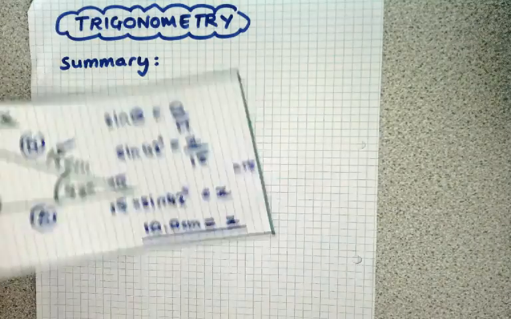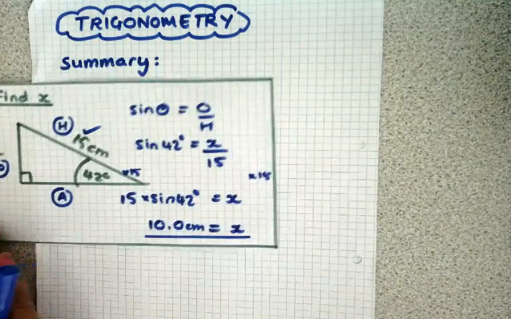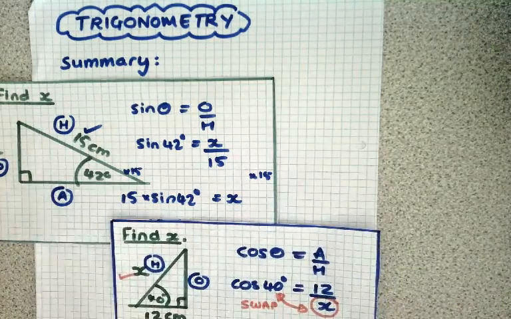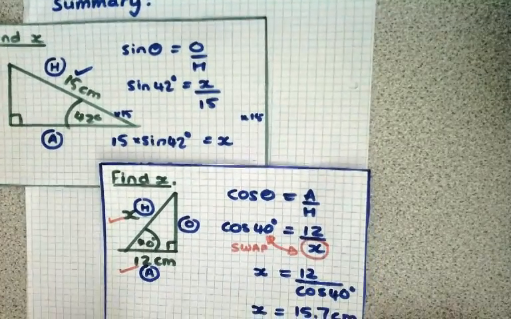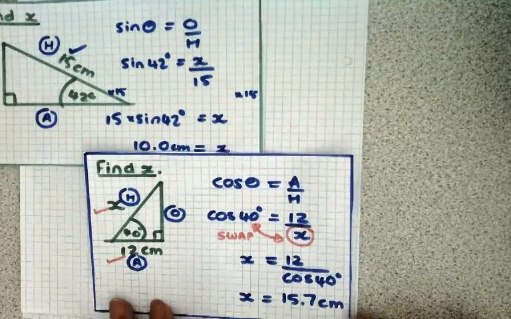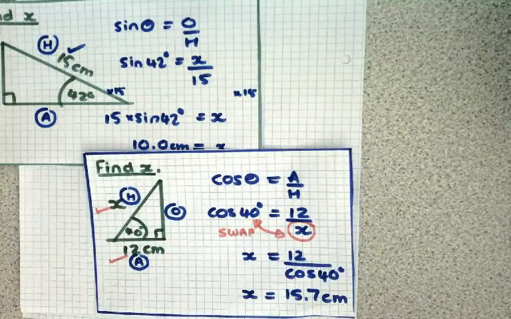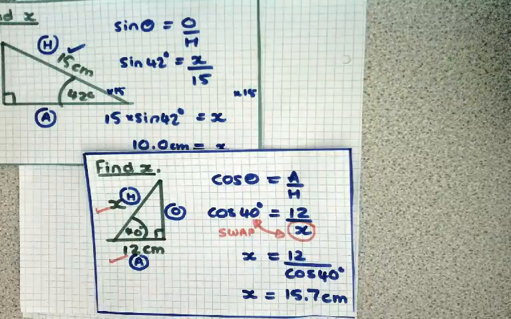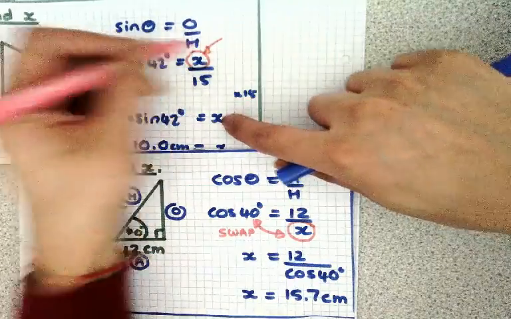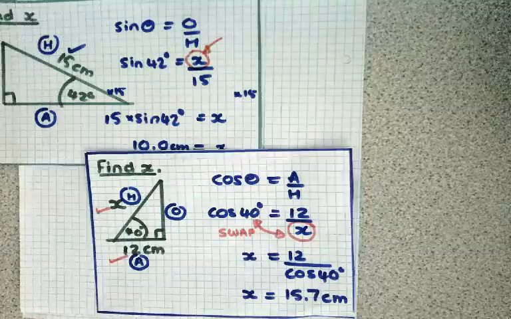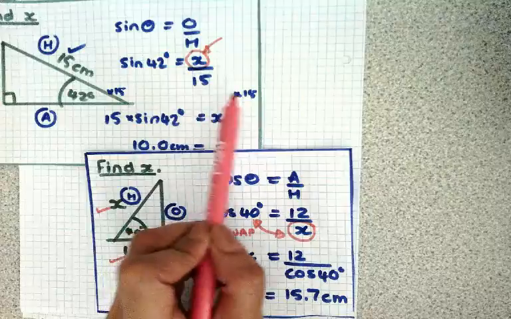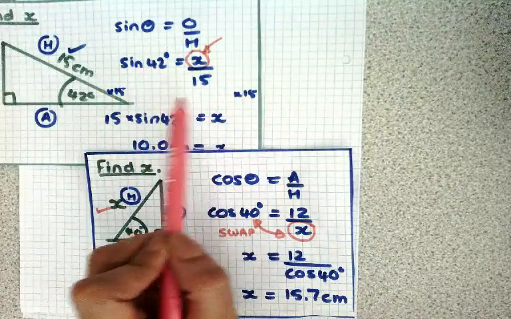There were two types of situations you could get in when finding a missing side. So that's the first type we did, and this is the second type. The difference between these is that when you substituted the numbers into the equation, the x ended up being at the top for the first type, and then you just multiplied by that denominator to get x by itself.